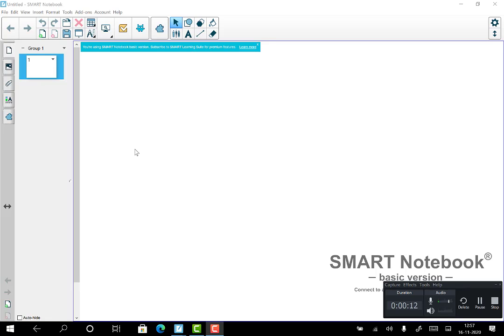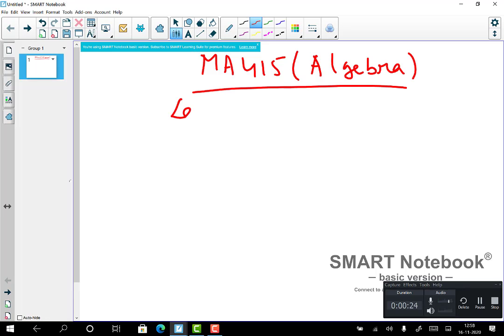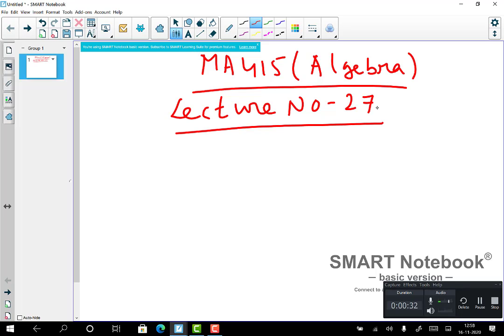So this is MA415 Algebra, lecture number 27. Okay. Now recall that we were discussing unique factorization domains in our last lecture.